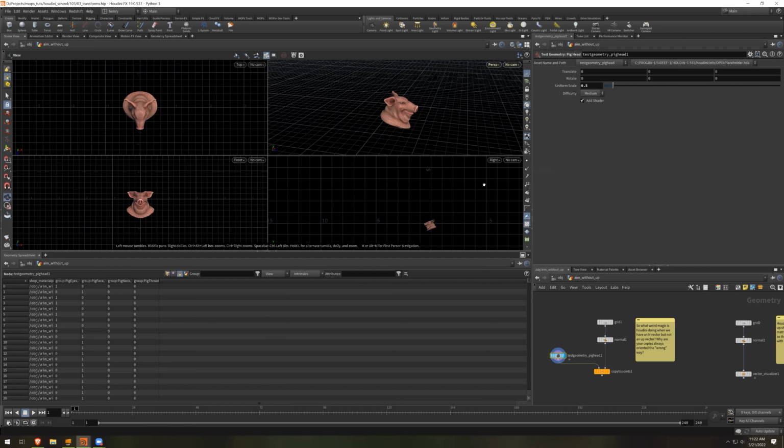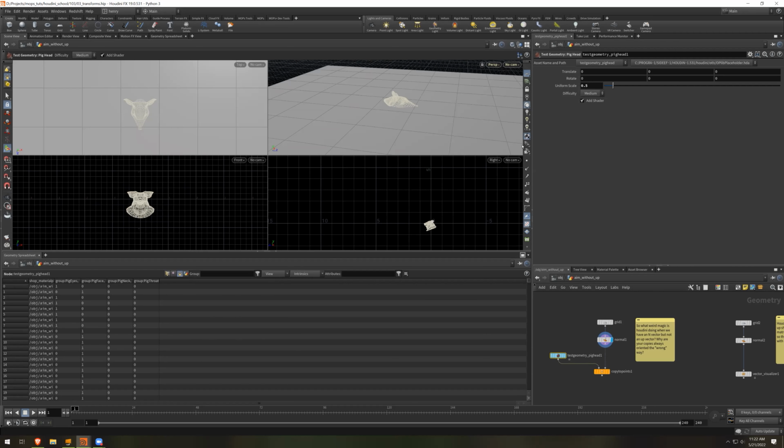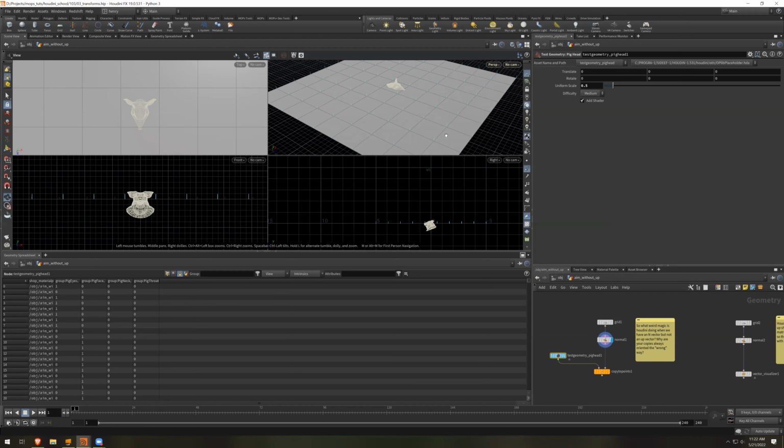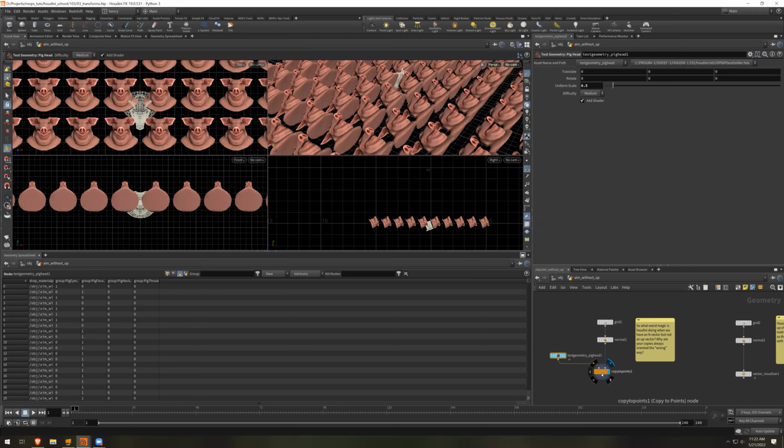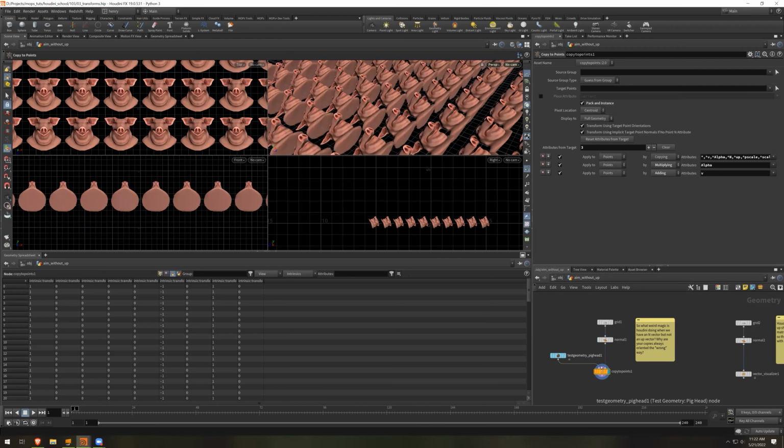Now I have a grid and I've computed normals on it, and you can see that the normals are all facing straight up. When I copy this pig head to these points, why are they facing this way? You would expect that everything is, air quotes, normal. I've got this grid, it's facing straight up. Why are these pigs laying on their backs? Why is that happening?